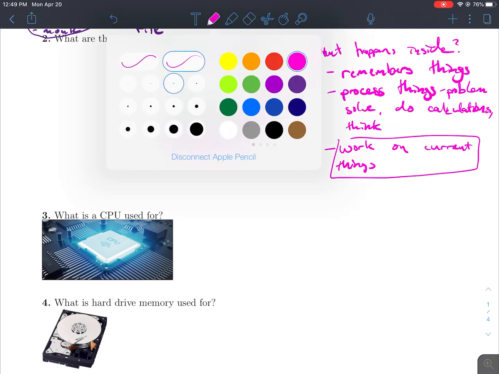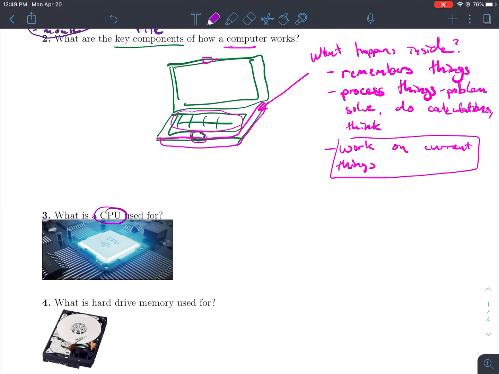The computer has a really important component called the CPU, the Central Processing Unit. And the Central Processing Unit is where all of the actual thinking, all of the processing happens. And the way that you can tell you have a really good processor is it can do a lot of thoughts every second, or a lot of calculations every second.